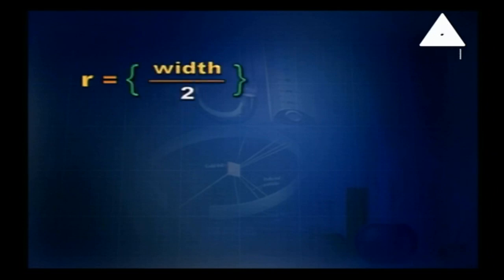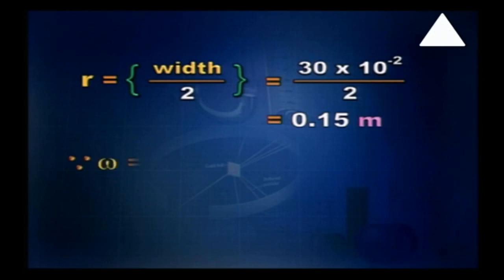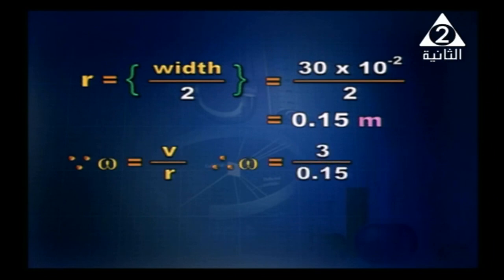And now, how to convert from linear velocity into angular velocity? Radius is given by width over 2. Width in the problem was mentioned. It is 30 centimeters, so 30 times 10 to the power of negative 2 over 2. It is 0.15. And since omega is equal to v over r, omega equals the linear velocity 3 over 0.15. It is 20 rad per second.